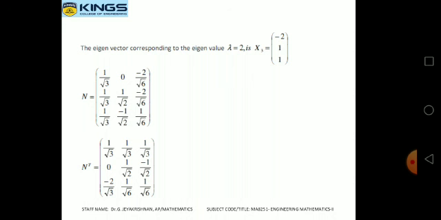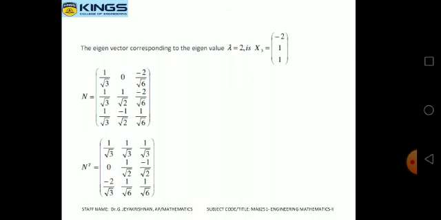This is the normalized matrix N. And then we have to write N transpose. N transpose is obtained by interchanging the rows and columns of N. Therefore, the rows are 1 by root 3, 1 by root 3, 1 by root 3; 0, 1 by root 2, minus 1 by root 2; minus 2 by root 6, 1 by root 6, 1 by root 6. This is N transpose.